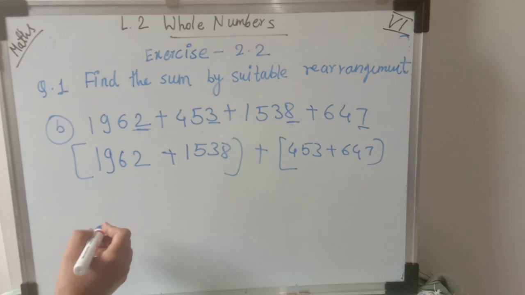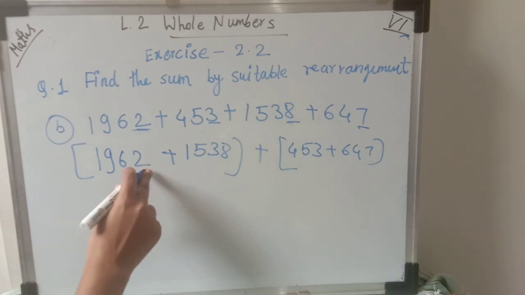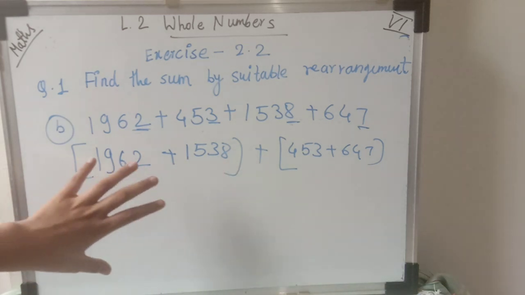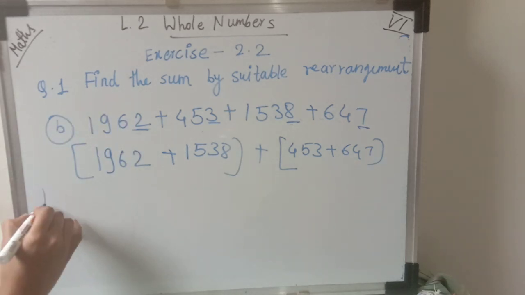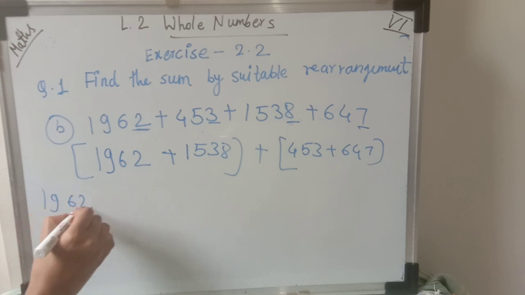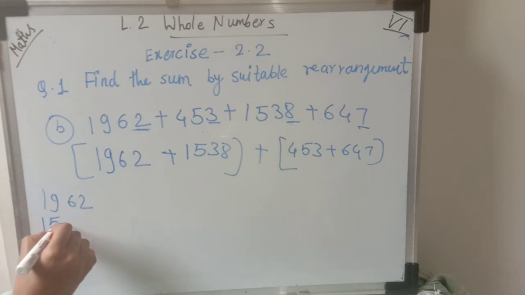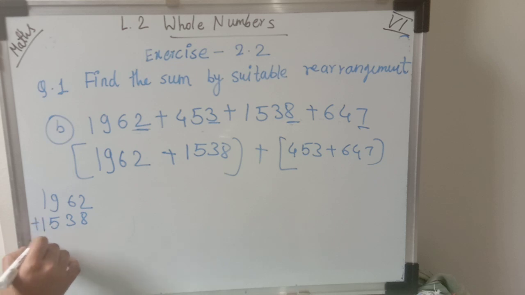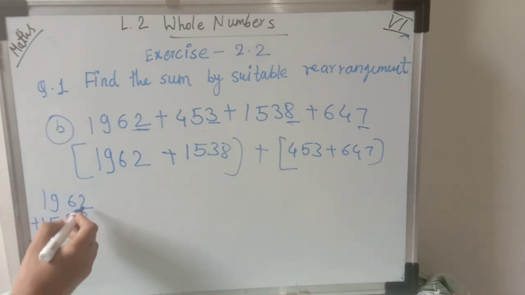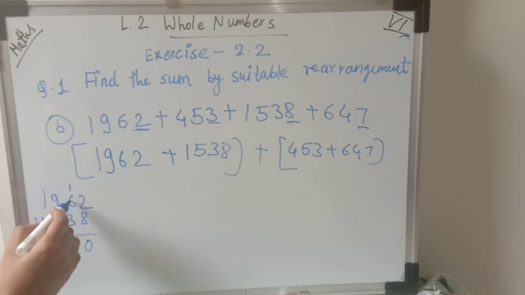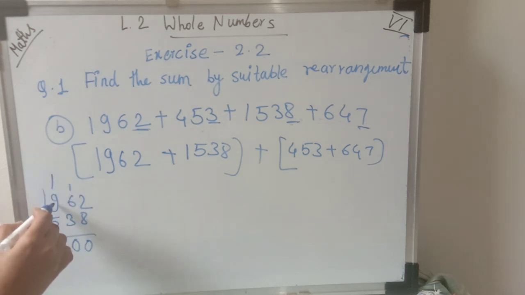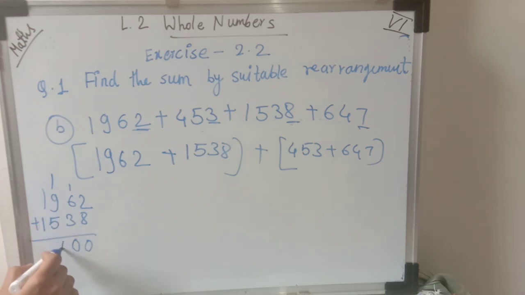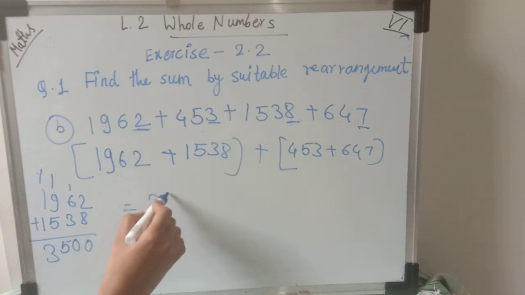Now here let's do the addition of these numbers. Students, I am doing the addition horizontally, you can keep them for your understanding. 1962, 1538. On the side I am doing the addition. So 8 plus 2 is equal to 10, 1 plus 6, 7, 7 plus 3, 10 again, 1, 9 plus 1 is equal to 10, 10 plus 5, 15, here 1 plus 1 plus 1, 3. So we got the answer 3500.